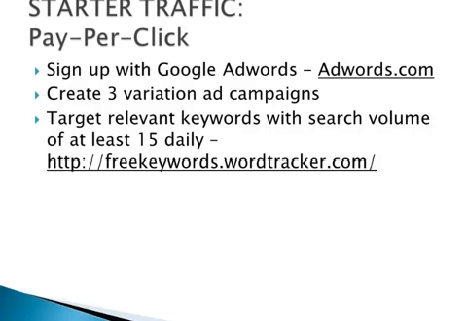freekeywords.wordtracker.com. The first traffic generation method that you can pull off right away is a popular choice among marketers because you can get traffic almost right away once your ad is up on the world's leading search engine, Google. It cannot get any faster than this, and you can start getting traffic in the next 5 minutes using this method. It's called pay-per-click, or PPC.